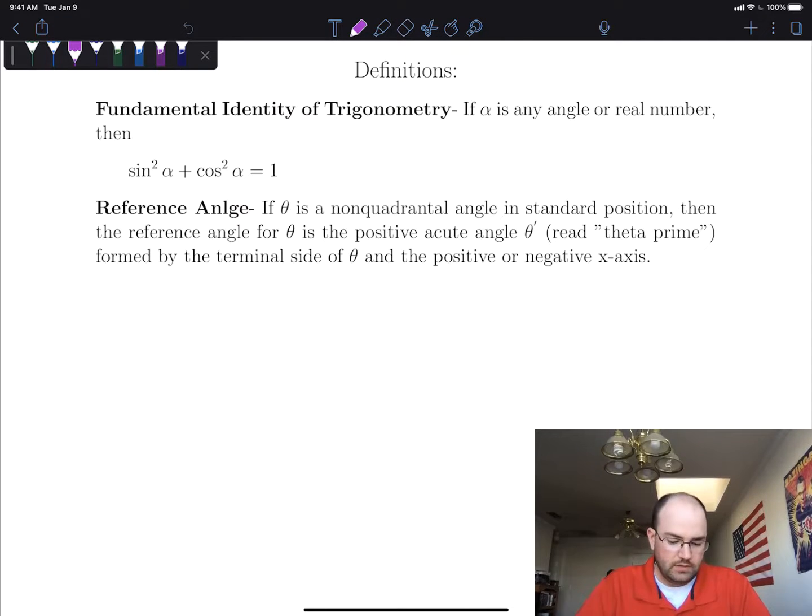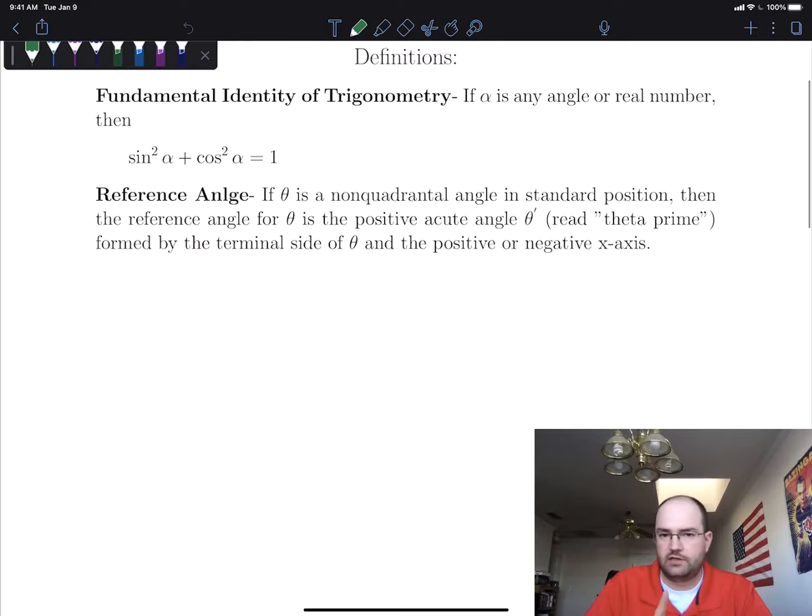Hello. In this video, we're going to look at some definitions. First, we're going to look at the fundamental identity of trigonometry. If alpha is any angle or real number, then sine squared alpha plus cosine squared alpha equals 1. Now, I'm going to go ahead and prove that real quick.